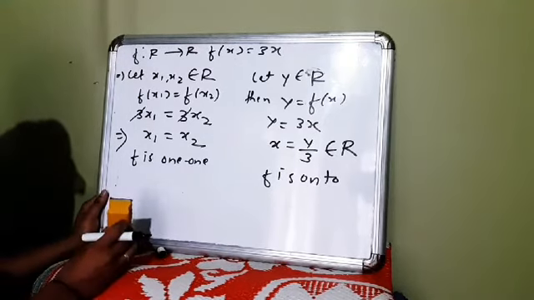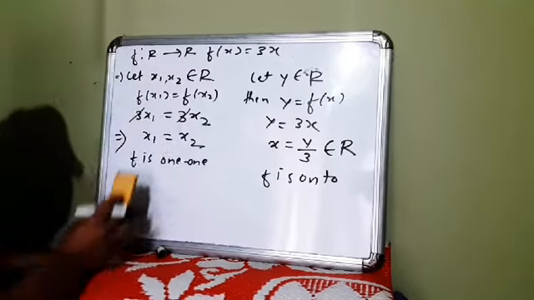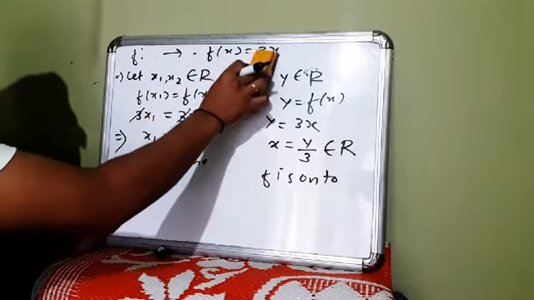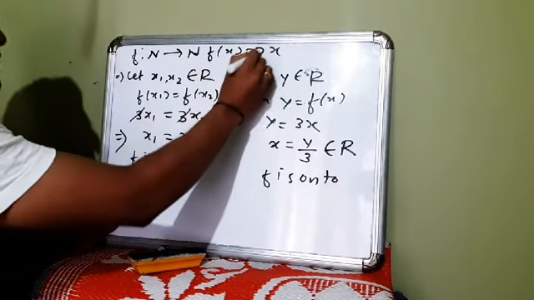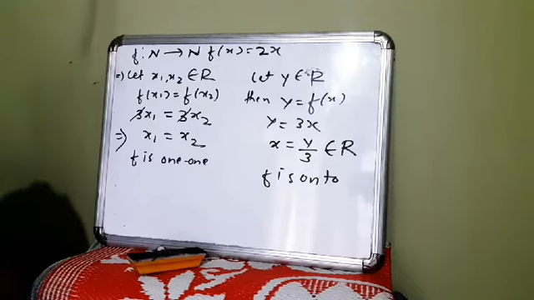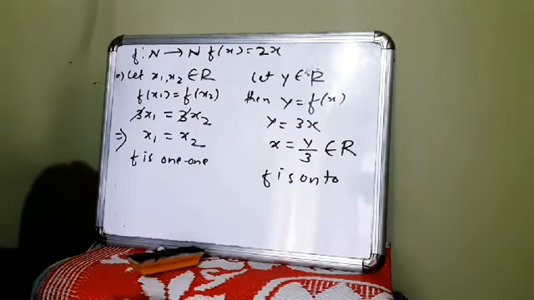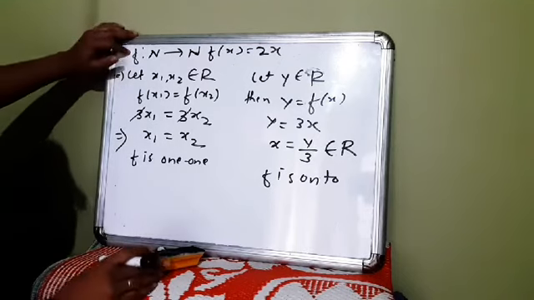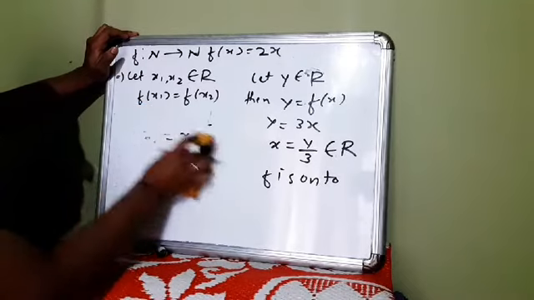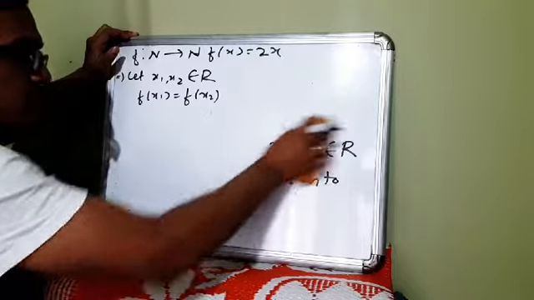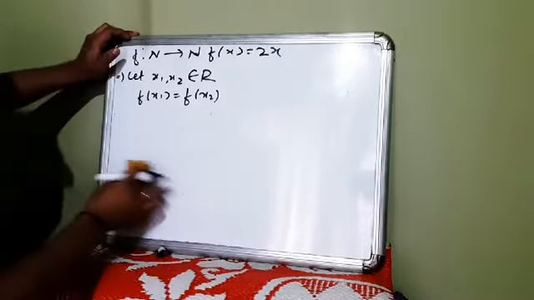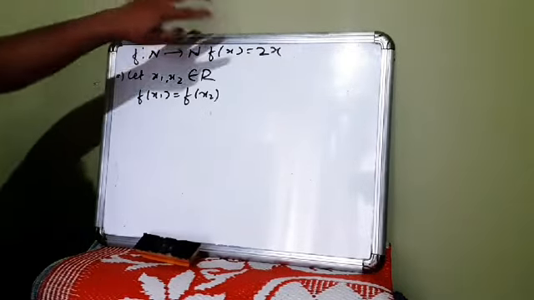So let us take one more question now. f is from N to N, and f of x is equals to 2x. Okay, now what does this question say? Show that this given function is 1-1 but not onto. We have to show that this function is 1-1 but not onto.